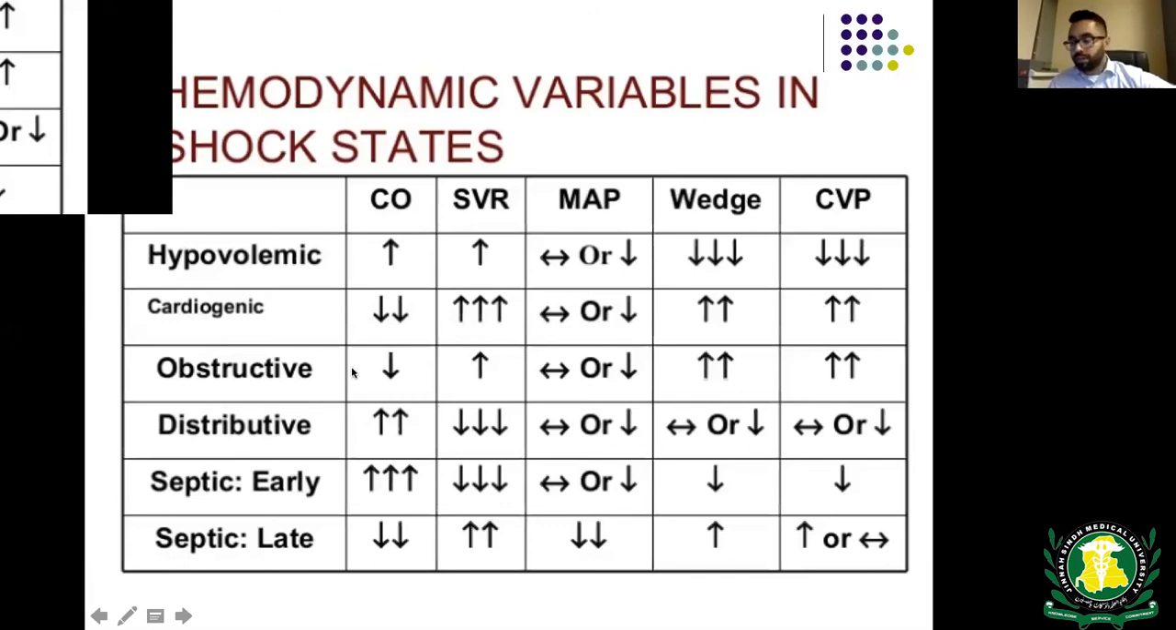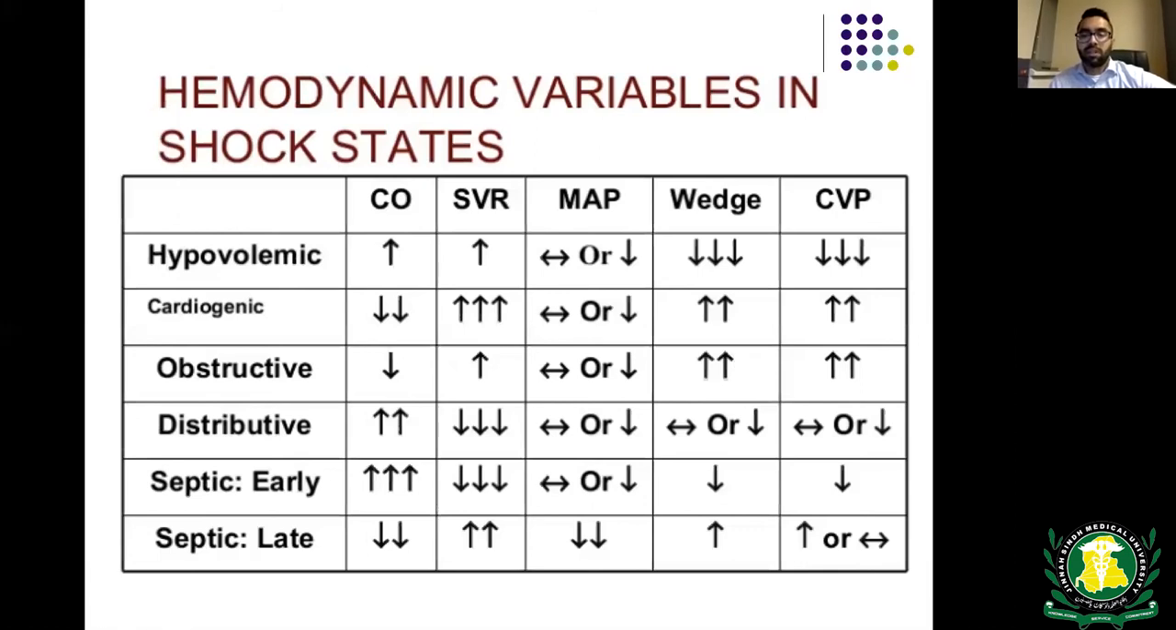In case of obstructive shock, such as tension pneumothorax or tamponade, again, your cardiac output will go down. Your SVR will go high. MAP, again, if it's compensated, may be normal, could be low. If you do a wedge at that time, your wedge will be very high because there is significant intrathoracic pressure, and your CVP will be high.